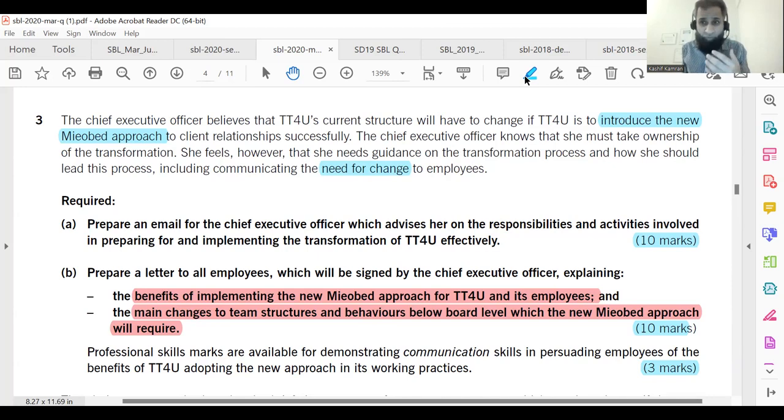And there are so many ways to sell the change, right? I hope you know this topic, right? Change management, bringing the change in the organization. But do we know about the new MyoBed approach which the company is introducing, and then again linking that with change management? Do we know about the MyoBed approach from any syllabus area? No. So will that be in the case study?